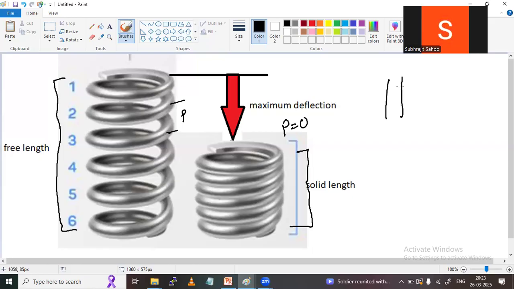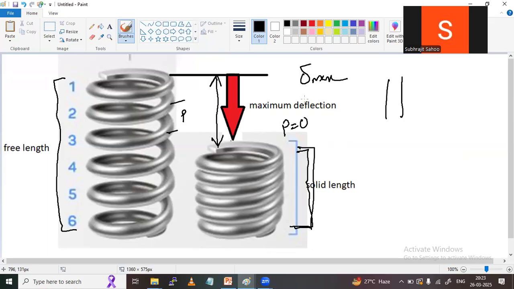We are using the spring for absorption of shock and vibrations. If the coils come in contact, the pitch becomes 0. It will not absorb the shock, it will not absorb the vibrations, right? So load should be applied based on the restrictions, based on the limitations. So this is the solid length. When the coil to coil contact is done, this is the solid length, and this distance is called maximum deflection. It is denoted by the symbol del max. Okay, so how is the company manufacturing the spring?